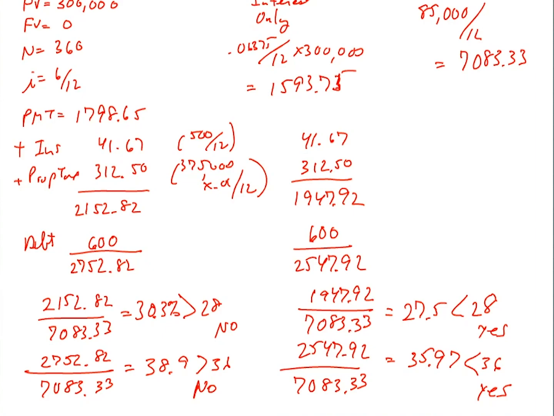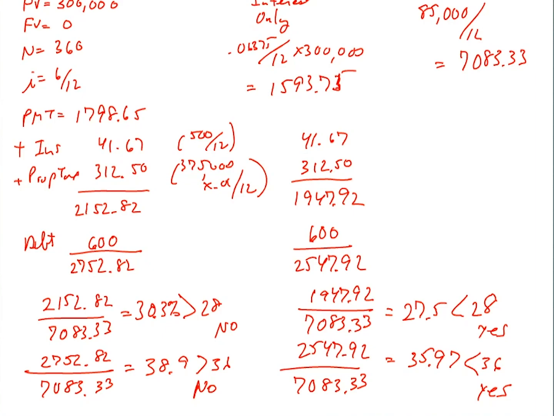And also another way we look at it is, can they also cover all of that and any other debt obligations that they have? And they have to cover this with their gross income. We see way up in the far right corner, $85,000 was what they said they made, divided by 12. So the monthly gross income is $7,083.33.